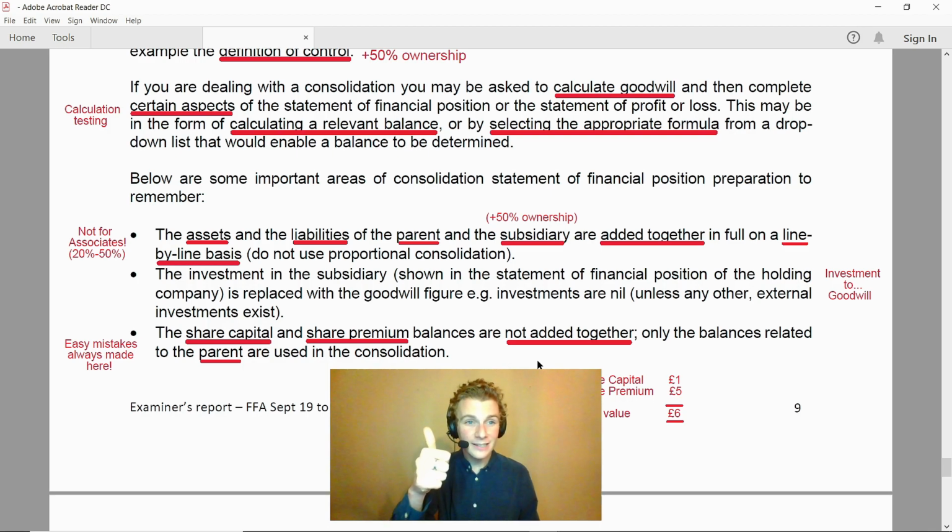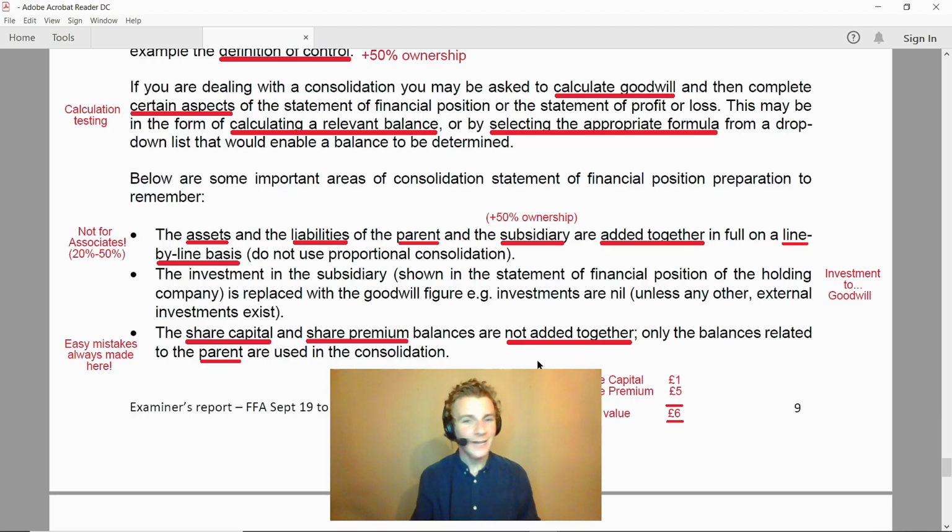So we've got calculating goodwill, certain aspects of that from the statement of financial position, profit and loss, but calculating relevant balances. They mention it up above, they've mentioned it again, relevant balances are going to be key. Or a little thing on the side here, which they didn't really mention up above, but selecting the appropriate formula. So that could relate to the accounting equation or potential ratios as a result on there.